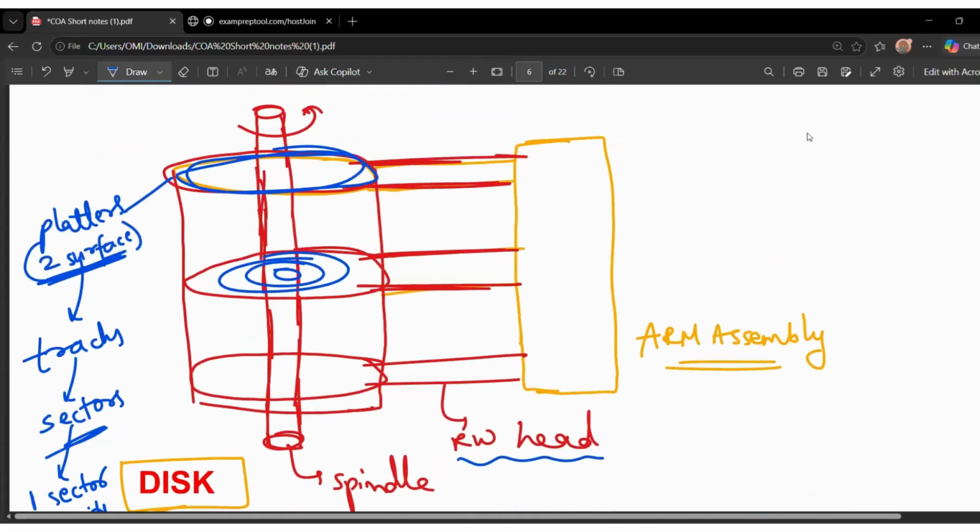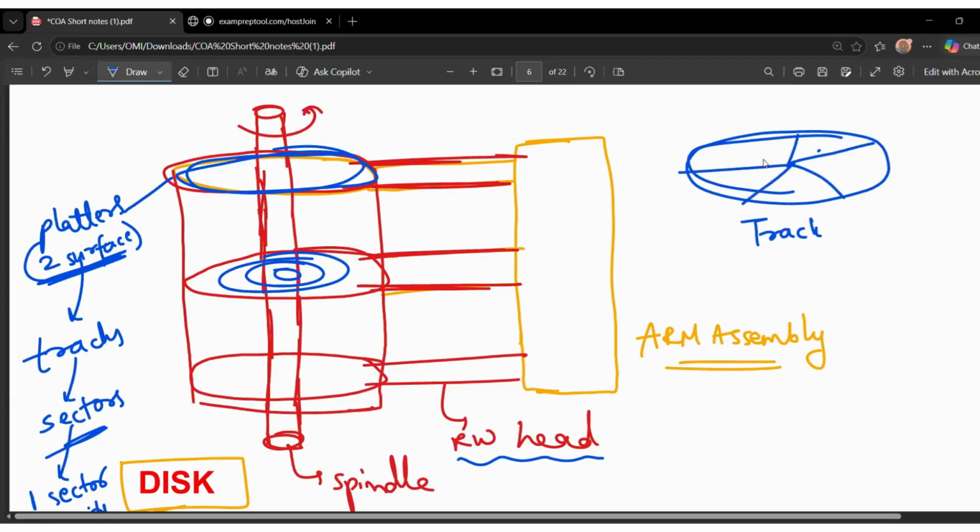So if you have this particular track, if this is the track, each and every track will be divided into sectors. So this is the sector, this is the sector.